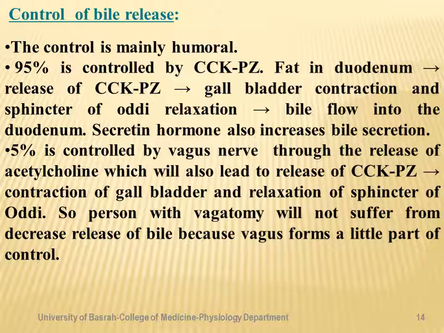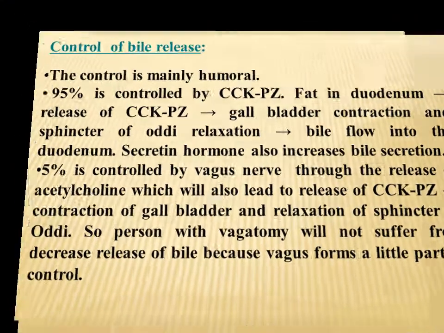So the person اللي suffer from vagotomy لما نقطع الفيغاس نيرف لأي سبب من الأسباب it does not suffer from the decrease of release of bile. ليش؟ عندي تقريبا 95% الجول بلادر contracted by cholecystokinin يعني هرمون، وبالتالي ما راح يأثر على البايل ريليز إذا أنا قطعت الفيغال نيرف.